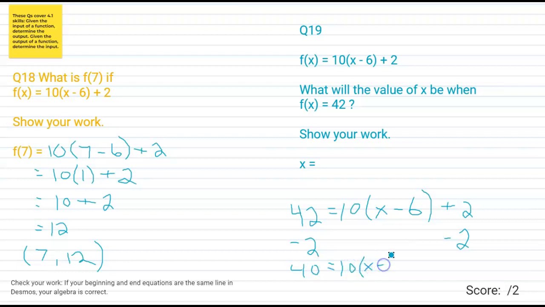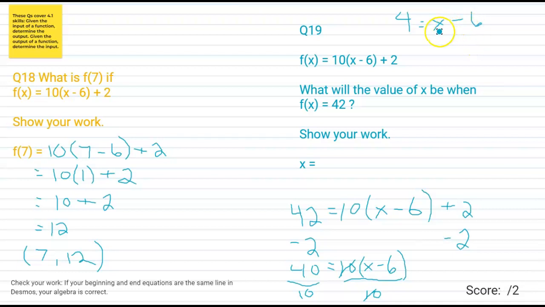Now some people would distribute now, and you totally can, but I see that if I divide both sides by 10, that's going to actually give me a nice integer. So I'm going to divide both sides by 10, because that way this 10 and this 10 become 1, because 10 over 10 is 1. And we're going to get 40 divided by 10 is 4. So I'm going to move up here for a second. So we have 4 equals x minus 6, because that's what's left over here is x minus 6.